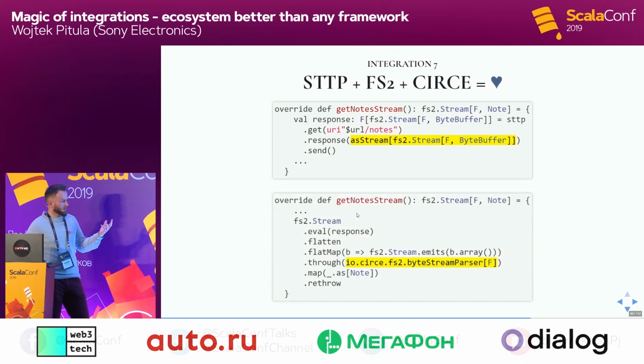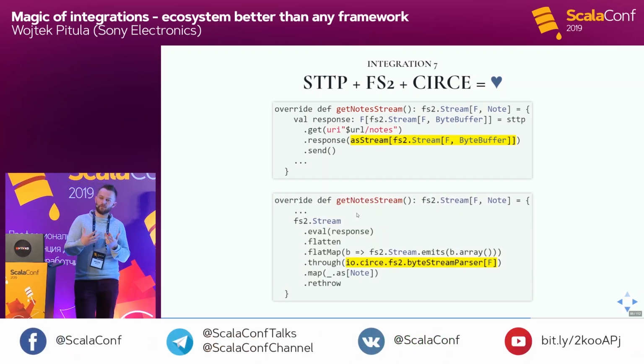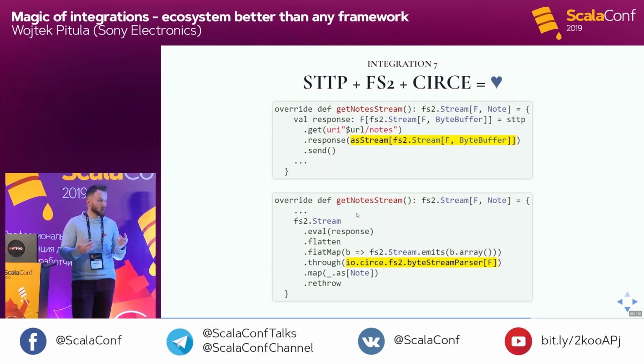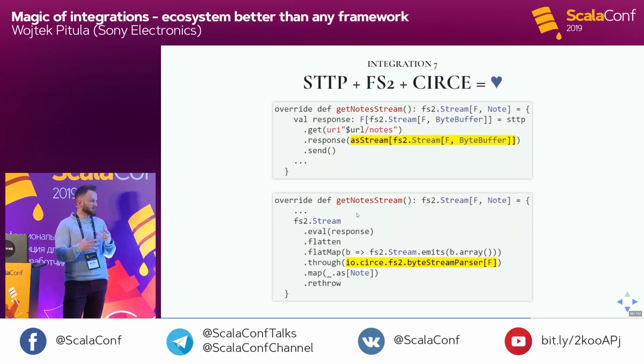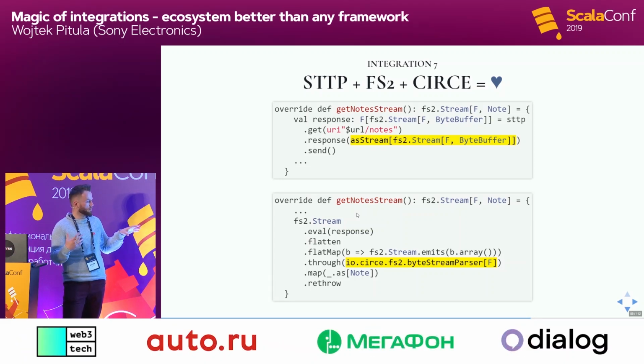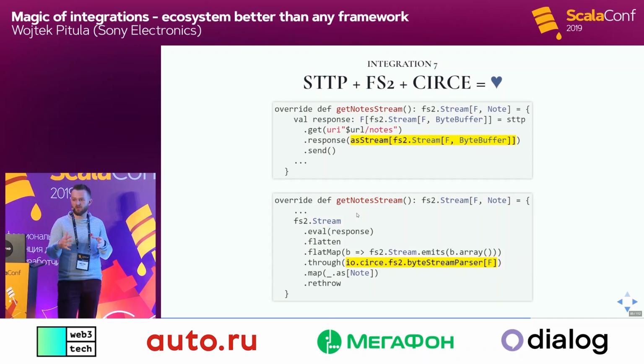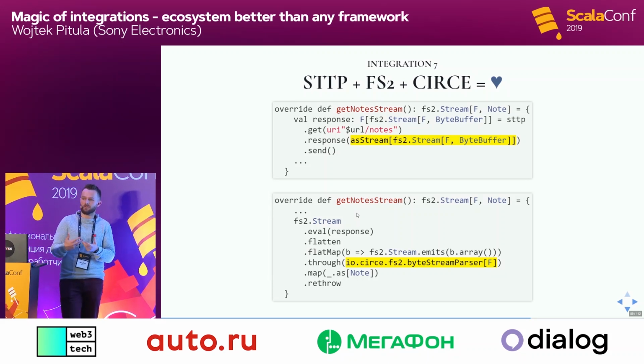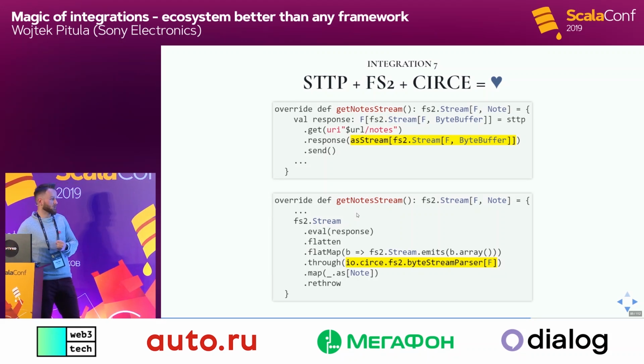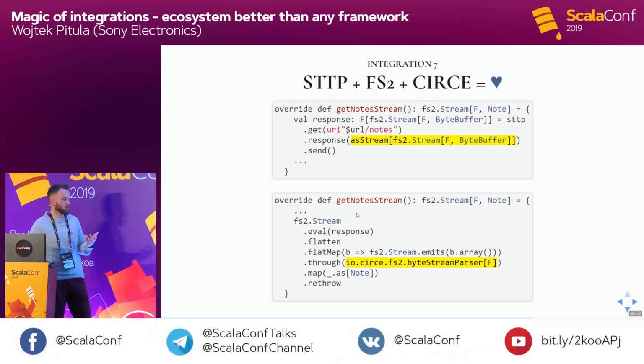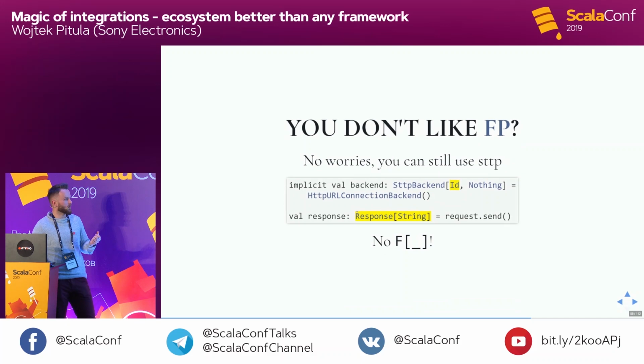And because Circe itself also comes with support for FS2, it's quite easy. So you just get the bytes, and this flatten you can ignore, but then you put it through the byte stream parser that comes out of Circe FS2 support, and that's it. You get the stream of JSONs out of the box. Then you just decode your stuff from it, and that's end of story.